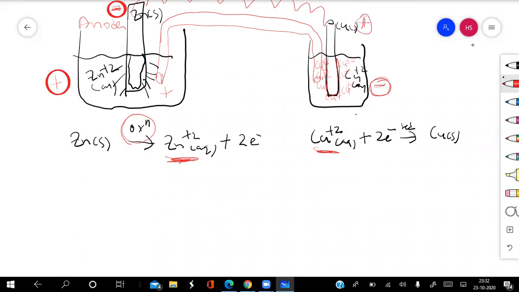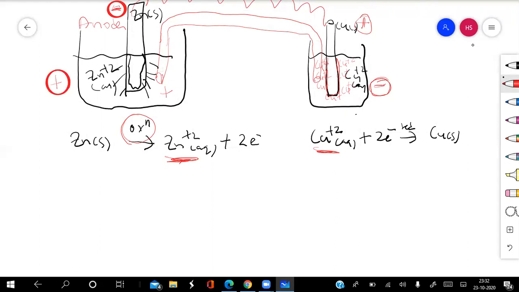Negative. So in this way, in order to neutralize this polarity, here the ions will move. Here the positive ion will travel towards the negative pole of the solution and the negative ion will travel towards the positive pole of the solution. So in this way the electrical neutrality has to be maintained by the flow of the ions through the salt bridge.